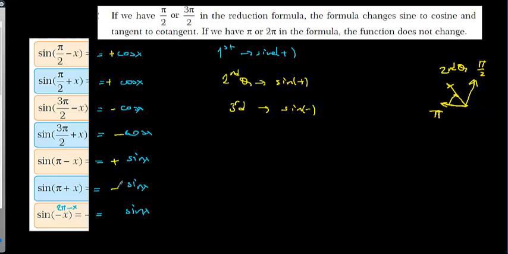Pi plus x is going to be minus because it is in the third quadrant. 2 pi minus x, or minus x, is going to be in the fourth quadrant, and in the fourth quadrant, sine is negative. Okay, so these are the results of the trigonometric formulas.